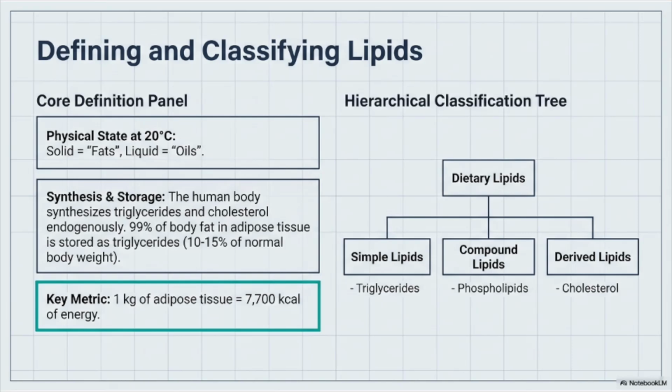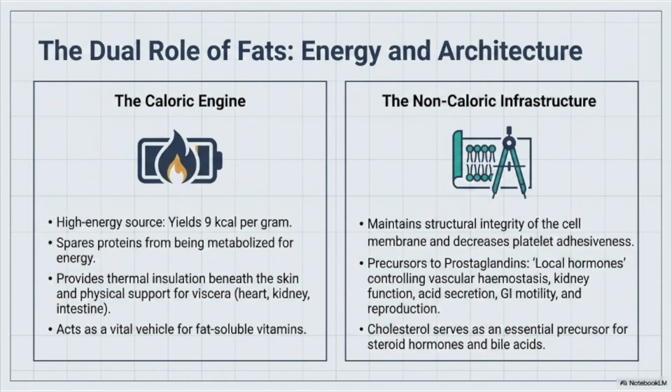In terms of classification, dietary lipids are divided into simple lipids such as triglycerides, compound lipids such as phospholipids, and derived lipids such as cholesterol. Fats play a dual role in the body, acting both as an energy engine and as structural architecture. As a caloric engine, fats are a high energy source, yielding 9 kilocalories per gram.